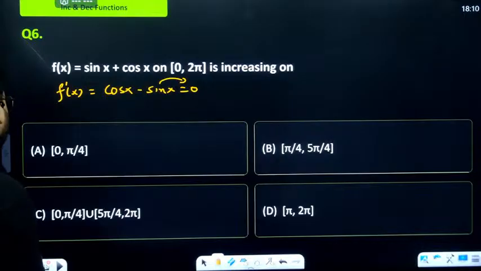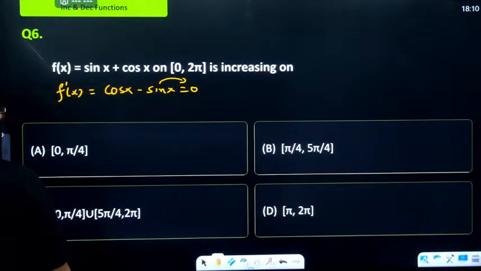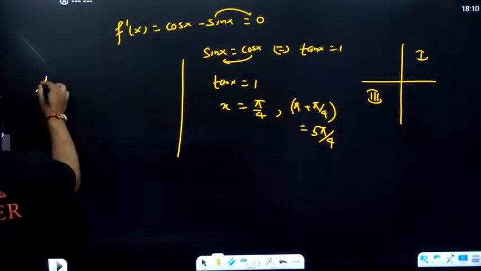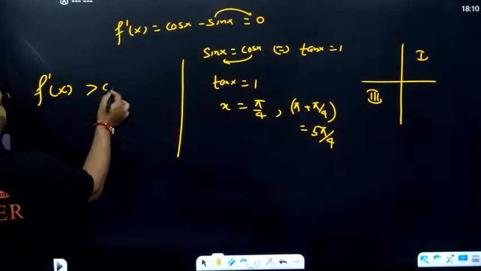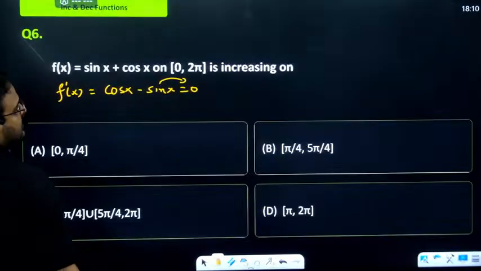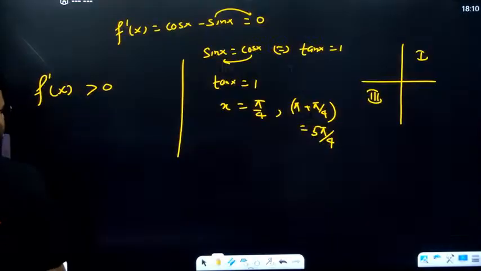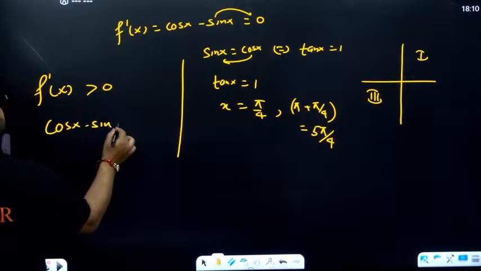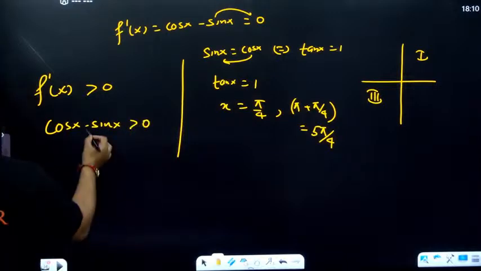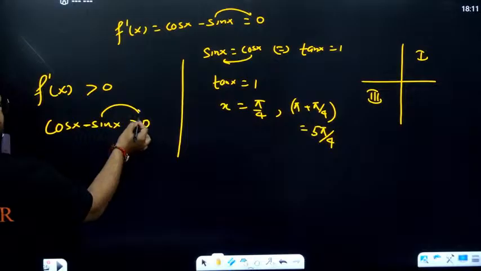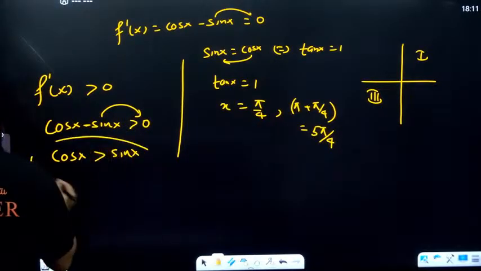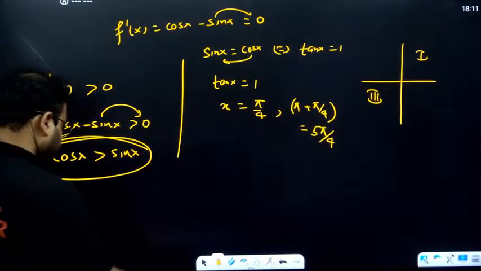Makes sense. Option C should be right, no? Not option C. One second, look carefully. This is my critical point, by the way. I want to check for this. The derivative should be positive, since they're asking us for increasing. So cos x minus sin x should be more than 0, which means cos x is more than sin x. I want to understand this only at those critical points.